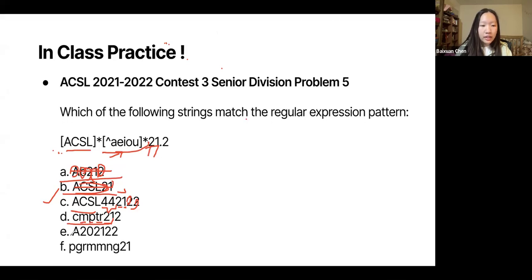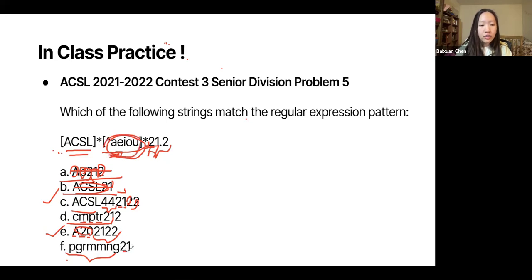And then we have E, so the A will go into here. And then I see ahead that this one will fit into this expression. So then we know the 2 is not going to be this 2, but instead the 2 is going to be accepted into the non-A, E, I, O, U characters. So the 0 can also be accepted into that. So E will work.